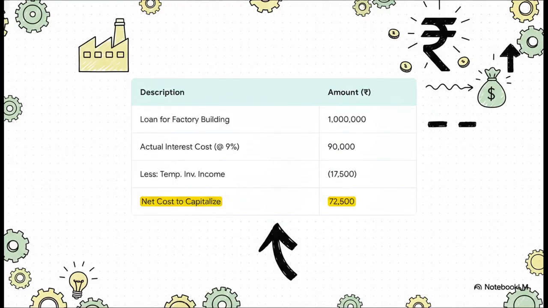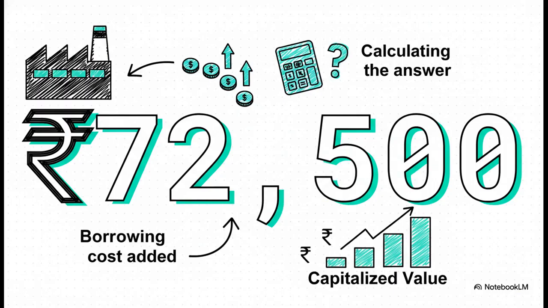Okay, let's make this real with a quick example. A company borrows, say, 1 million rupees to build a factory. The actual interest cost on that loan is 90,000. But before they used all the cash, they parked the idle funds and earned a cool 17,500 in investment income. So what do we do? We just subtract that income from the interest cost. And there you have it, 72,500 rupees. That is the precise final number, the net borrowing cost that gets added to the value of that new factory building. It's plain, it's simple.